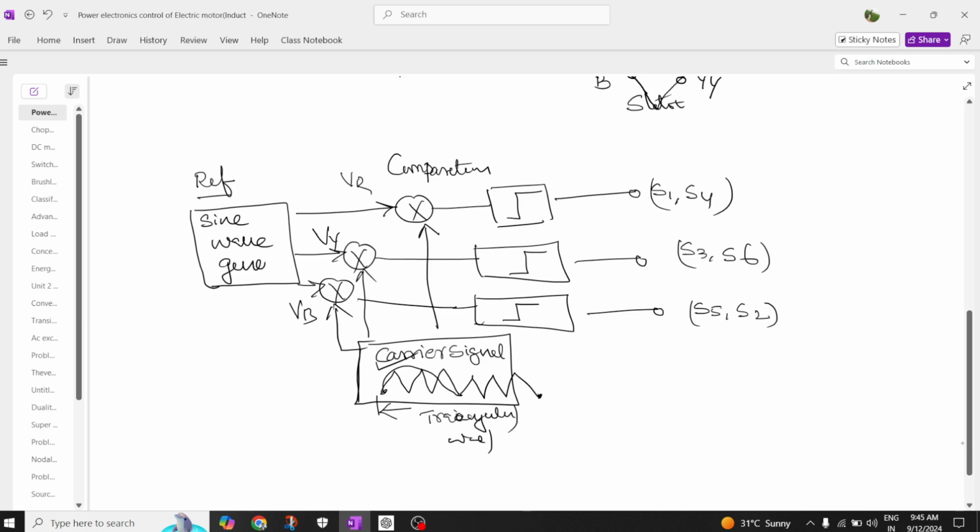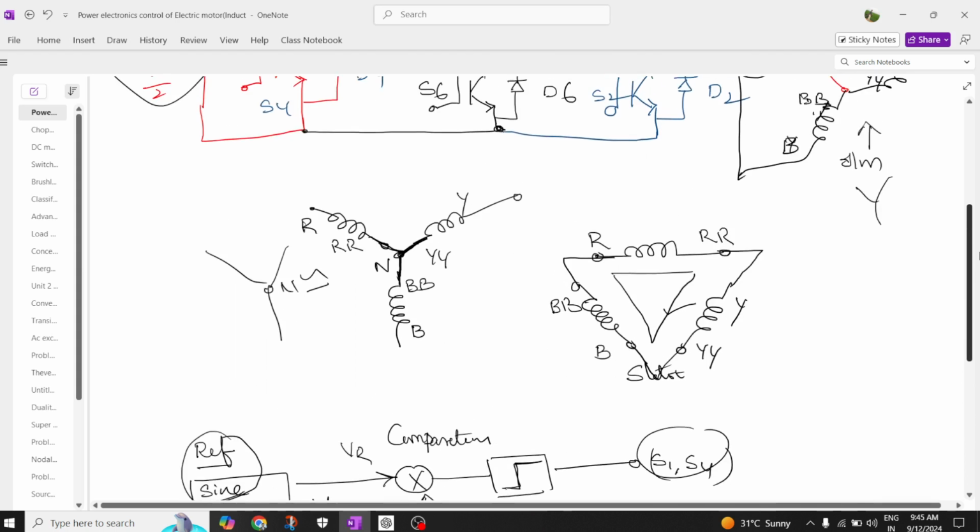So now we can see here our sinusoidal waveform, which we are going to call the reference waveform, while this triangular waveform we are going to call the carrier signal. We are going to compare the signals, and the resultant is limited between the minimum limit as well as the maximum limit, and it is subjected to the switches with the help of a gate pulse.